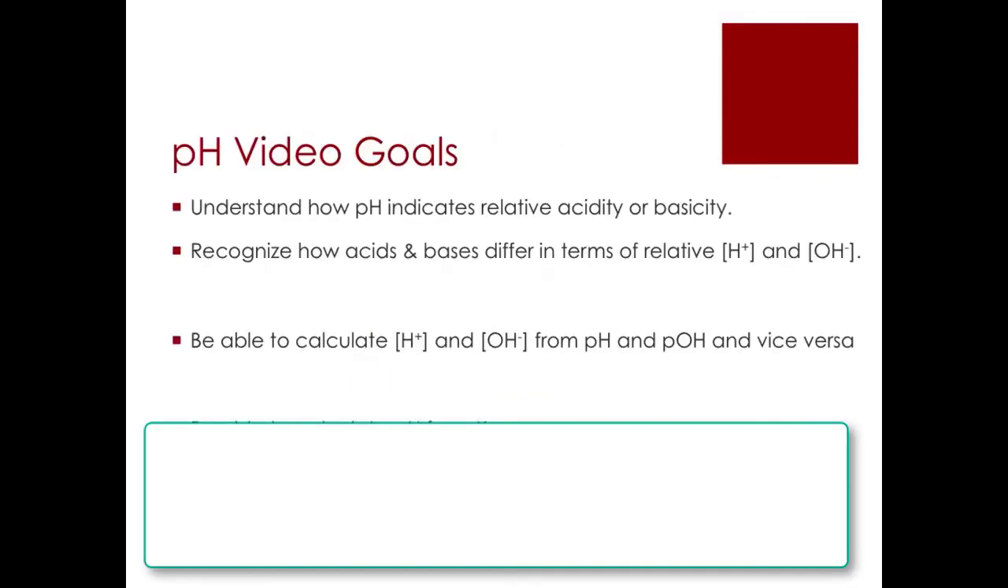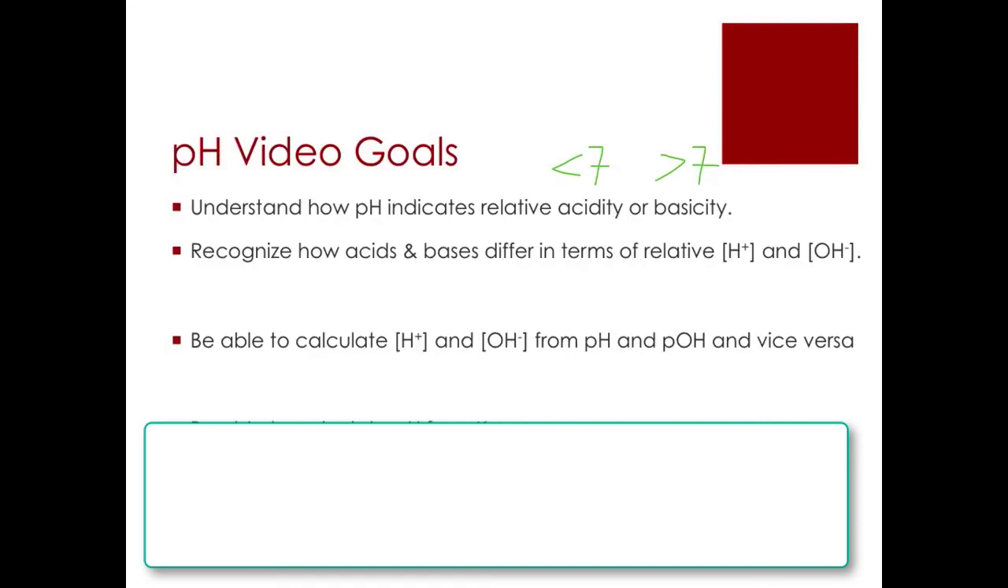That brings us to the conclusion of this video. Let's quickly review our goals. First, we said that we were going to understand how pH indicates the relative acidity or basicity of a solution. So we said that substances with a pH less than 7 are acidic and greater than 7 are basic, with a pH of 7 representing a neutral solution.